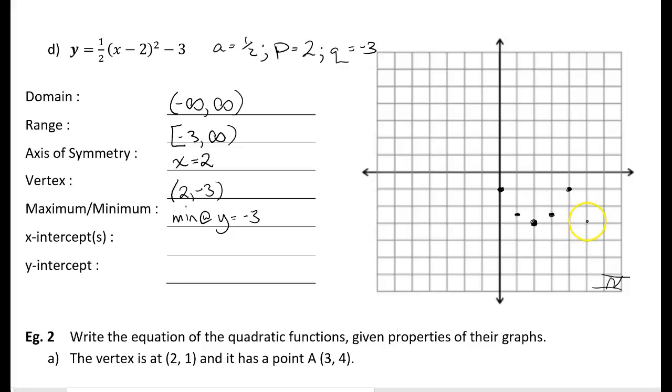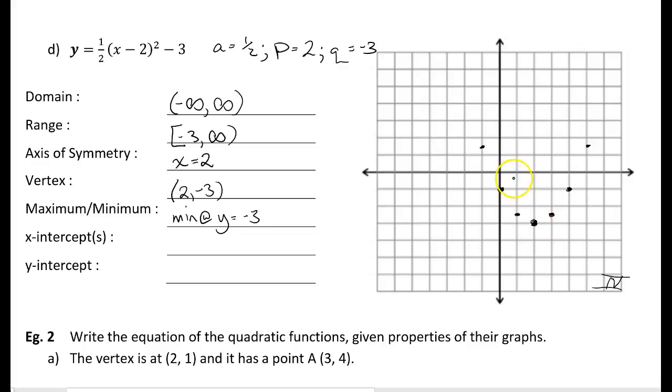My third one, 3 squared, is usually 9. But 9 halved is actually going to be 4.5. So I'm going to go up 4.5. And then 5 squared is 25. Half of 25 is 12.5. So I'm going to go over, then up 4, 5, 6, 7, 8, 9, 10. And it's just a little bit off my graph, so I'm not going to plot that.